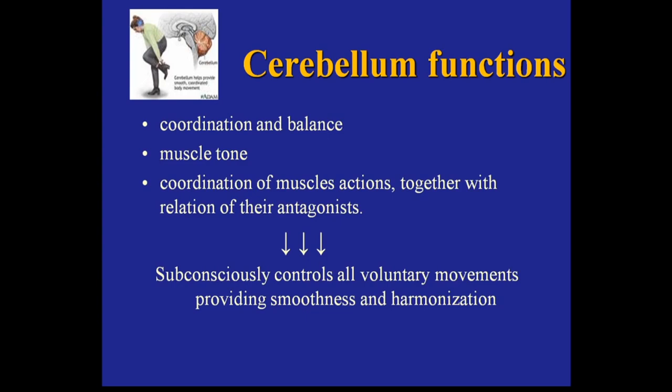So, the coordination is provided by the muscle tone regulation. So, the very important thing is coordination by the cerebellum of muscle actions together with relaxation of their antagonists. So, as a result, what is the main cerebellum function? The cerebellum subconsciously controls all voluntary movements, providing smoothness and harmonization.